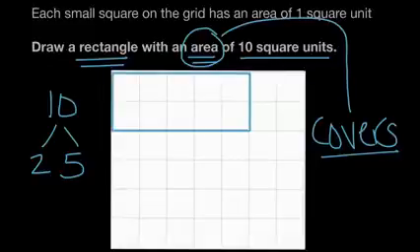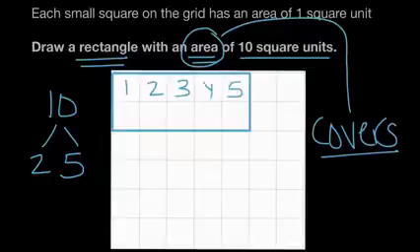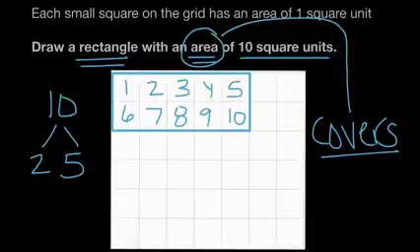And this rectangle covers 1, 2, 3, 4, 5. There's the first row of 5. And the second row of 5 has unit squares 6, 7, 8, 9, and 10. So here's one perfect answer, a rectangle that has 2 rows of 5 square units.